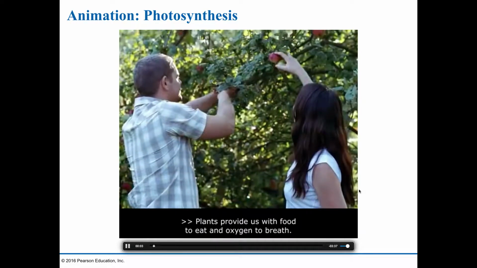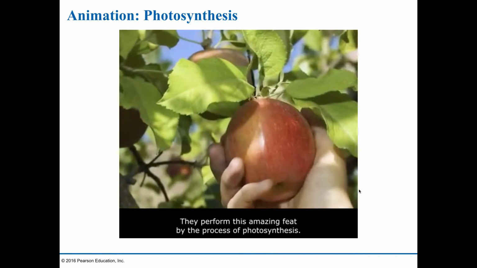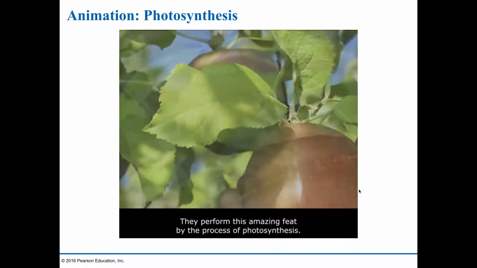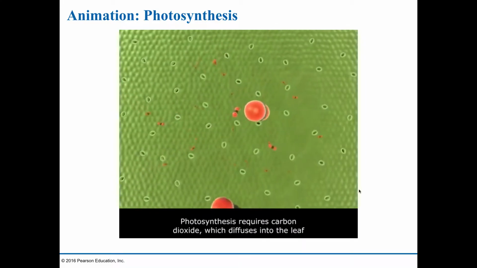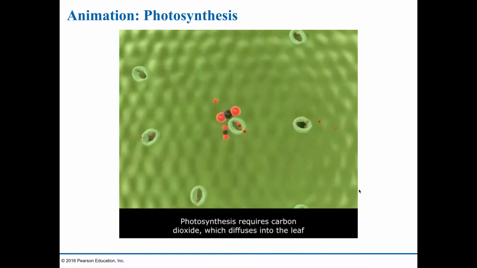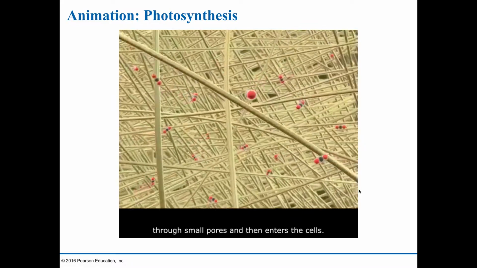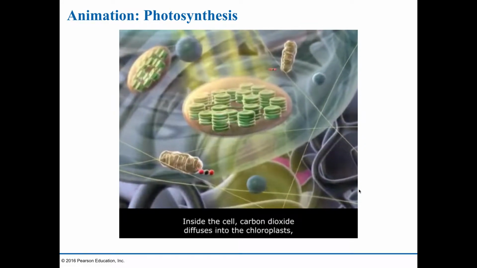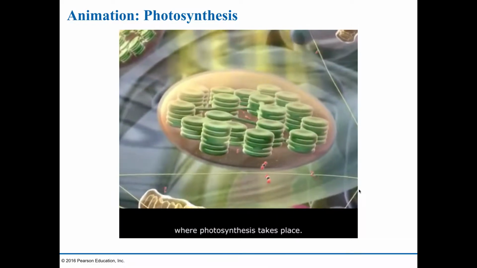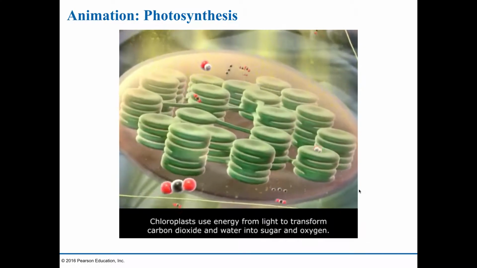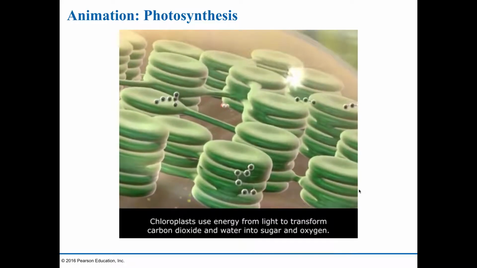So here's an animation. Plants provide us with food to eat and oxygen to breathe. They perform this amazing feat by the process of photosynthesis. Let's take a closer look. Photosynthesis requires carbon dioxide, which diffuses into the leaf through small pores, and then enters the cells. Inside the cell, carbon dioxide diffuses into the chloroplasts, where photosynthesis takes place. Chloroplasts use energy from light to transform carbon dioxide and water into sugar and oxygen.